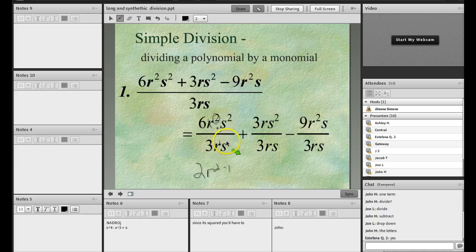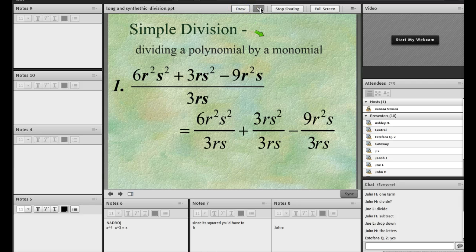Yes, is that what you were trying to say? Okay, good. And then for this one, this is also 1. If you don't see an exponent, it's a 1. So it's 2 minus 1, so that's going to be s. S to the first, right? I'm going to go on to the next one.